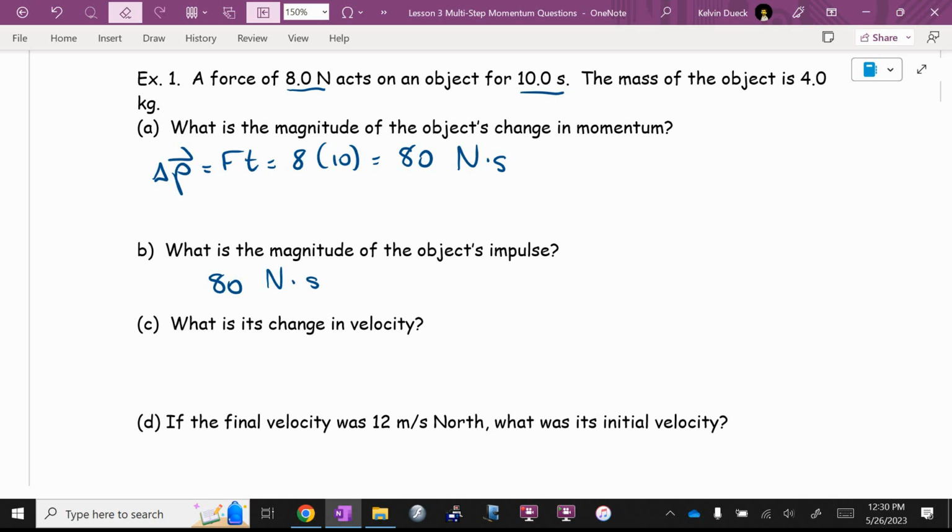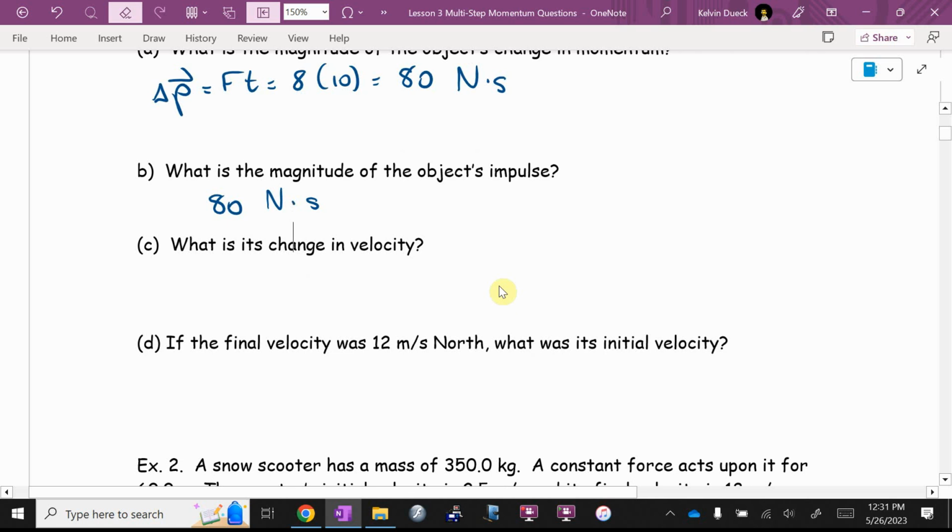Okay. Ashton, what's C want me to find? How would I write change in? What's my abbreviation for change in? Delta. What's my abbreviation for velocity? What letter? Hey, what's the version of impulse that has a delta V in it?